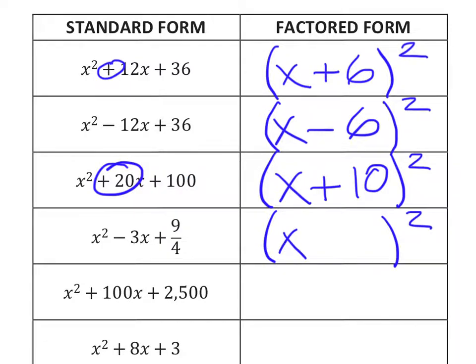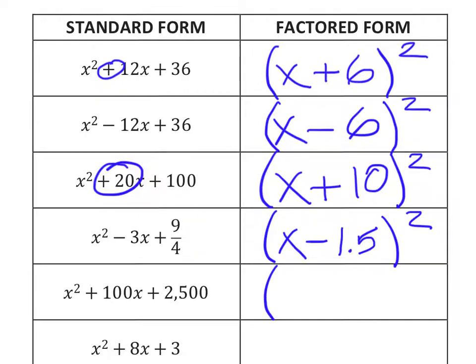All right, what about this one? X, what's the sign? Minus. And what's half of 3? Half of 3 is what? 1.5. Okay, we can put 1.5, but we have to check 1.5. Is 1.5 squared the same as 9 divided by 4? It is? Yep, so it works out.